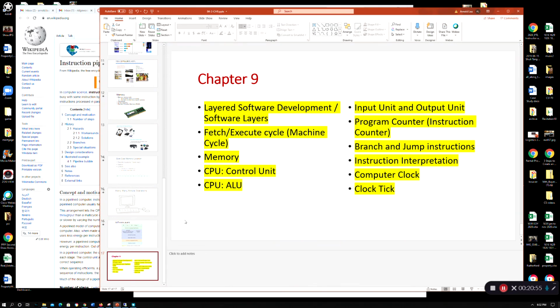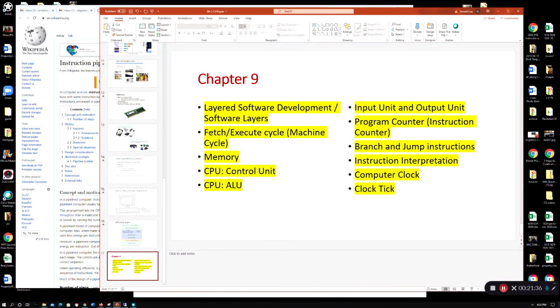All right, so let's see what the different things are that we talked about for chapter 9. Again, these are learning objectives. You should make sure you understand these. We talked about the layered software. We talked about the fetch execute cycle. We talked about the different types of memory, three types, right? You have the memory on board the CPU, you have the RAM, and then you have the remote storage, okay? Then you have the CPU, or control unit, I should say.